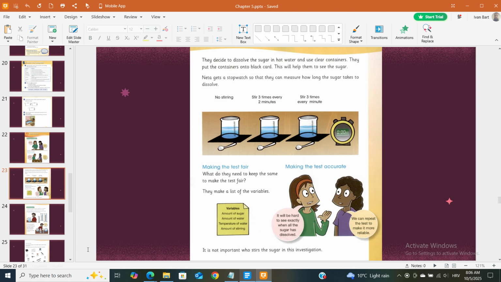No stirring. Stir 3 times every 2 minutes. Stir 3 times every minute.